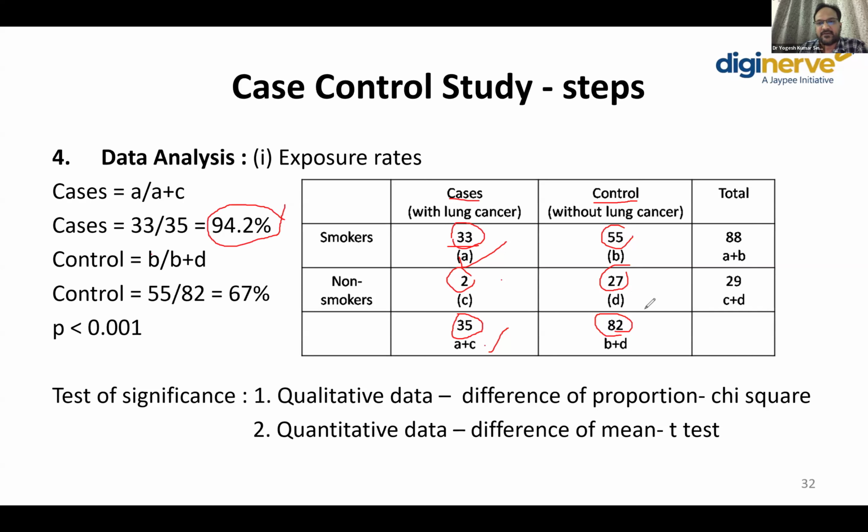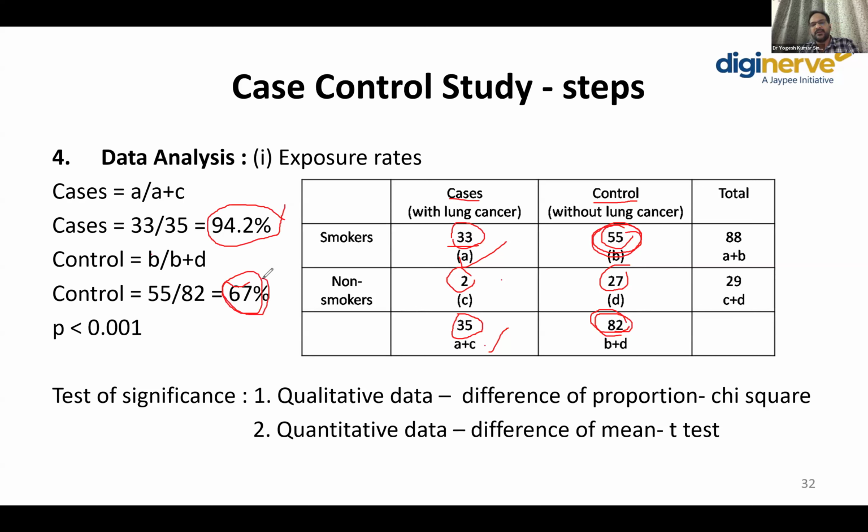Similarly, in the control group, 82 were controls who did not have any history of lung cancer, and out of 82, 55 were smokers. So we will do 55 upon 82. It means 67% smokers in the control group.